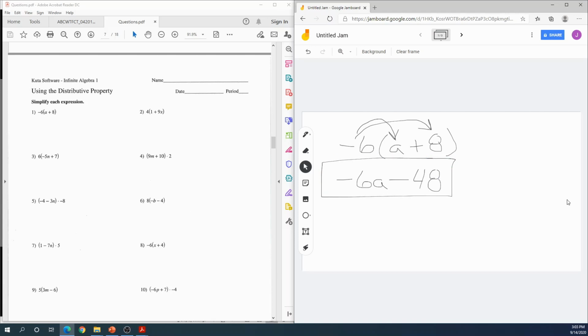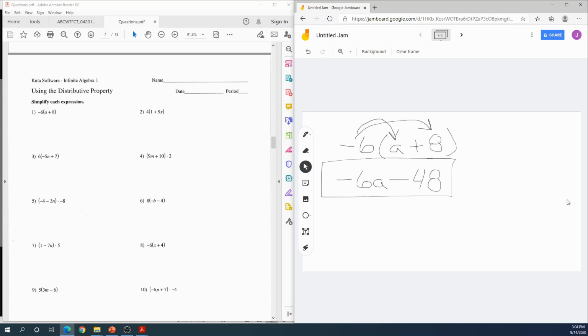So now this would be a good time to talk about multiplication of negative numbers. So when you have a negative number times a positive number, you get a negative number, and when you have a negative number times a negative number, you get a positive number. It's just the way it is. Just remember that, and we'll work on that as we run through here.